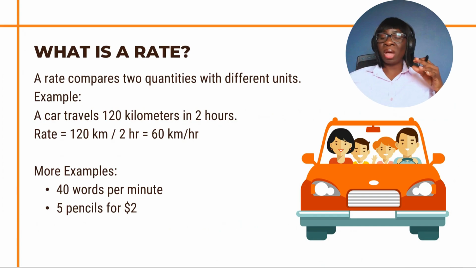So now more examples of rate are 4 words per minute. Let's say I speak 4 words per minute, or let's say five pencils cost $2. You know, pencil is a quantity on its own, the money is another quantity on its own. So rate compares two quantities with different units.